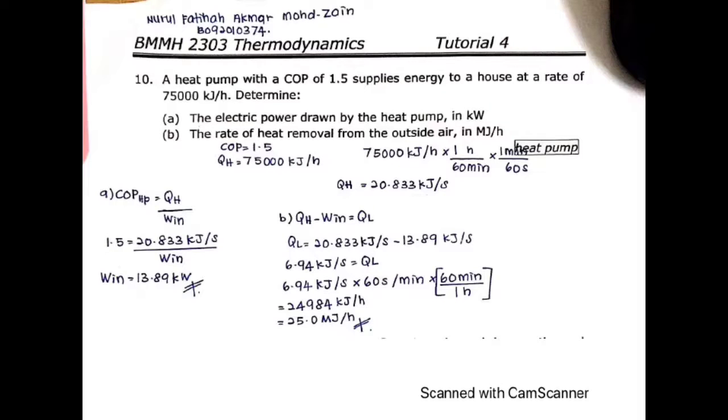Today I would like to explain the question number 10 and 11. A heat pump with a COP of 1.5 supplies energy to a house at a rate of 75000 kilojoule per hour. Determine the electric power drawn by the heat pump in kilowatt. So, from the question, we know that the value of COP is 1.5 and the value of QH is 75000 kilojoule per hour. Then the question asks the electric power drawn by the heat pump in kilowatt.